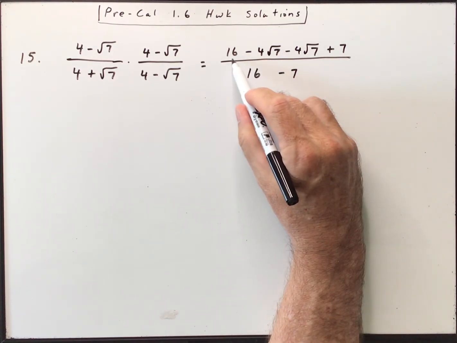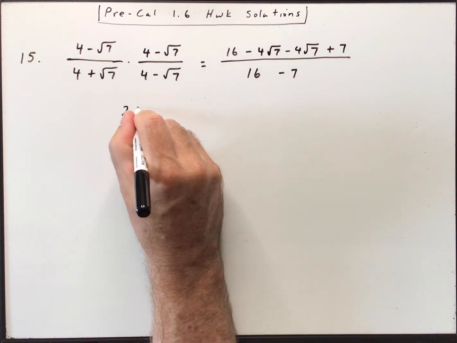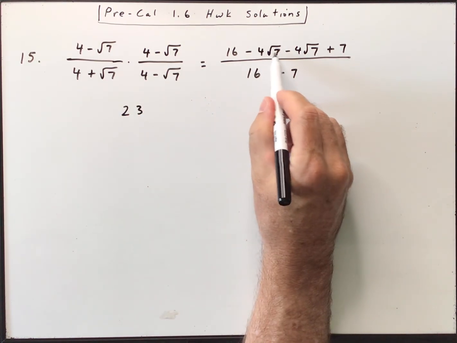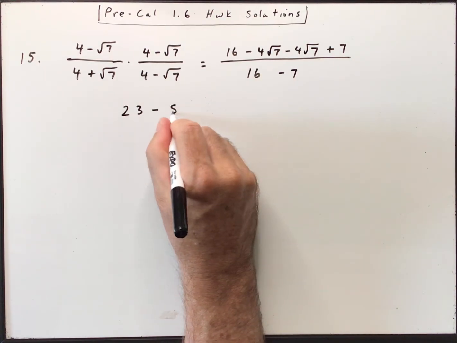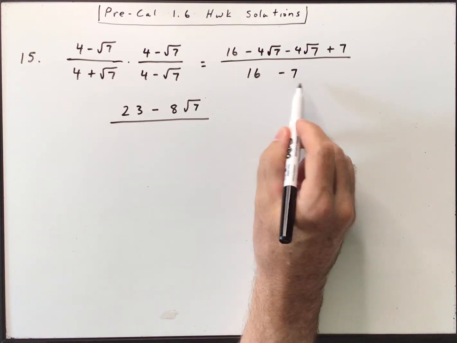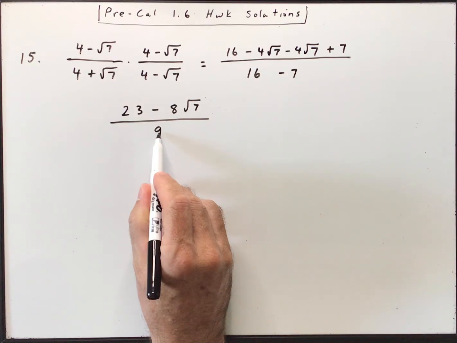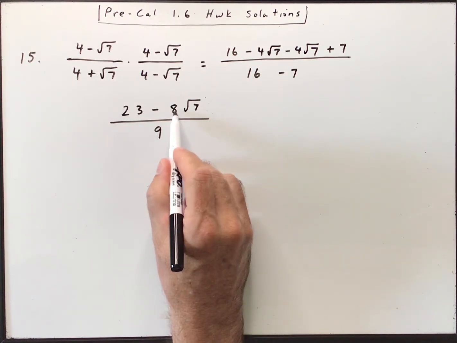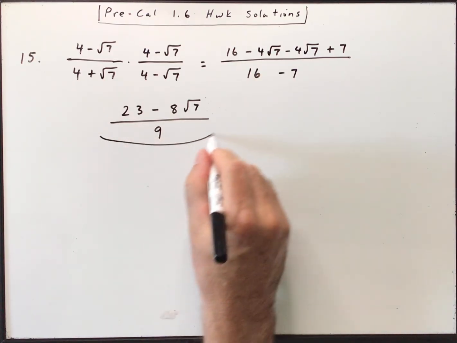So on top, 16 plus 7 is 23. And then I've got a negative 4 root 7 and another negative 4 root 7. That's going to be minus 8 root 7. And then on the bottom, 16 minus 7 is 9. 9 will not evenly go into 23 and 8. So I can't really reduce that anymore.